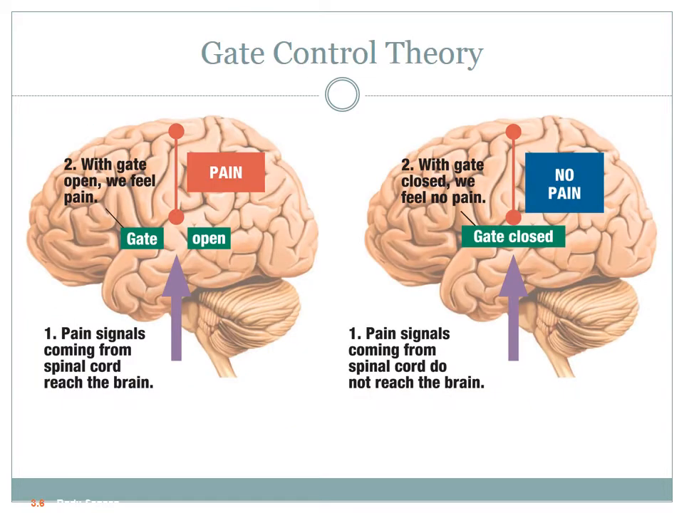Now, this is very important here. This is called the gate control theory of pain control. And in the illustration here, you can see that the pain signals come in from the spinal cord. They reach the brain, and with the gate open, we feel the pain. So you stub your toe, the gate is wide open. You feel the pain. Now, in the next graphic, we see that pain signals coming from the spinal cord do not reach the brain. And with the gate closed, we feel no pain.